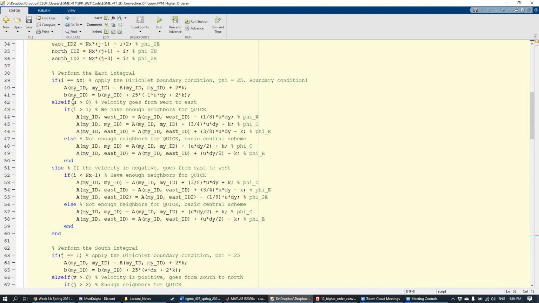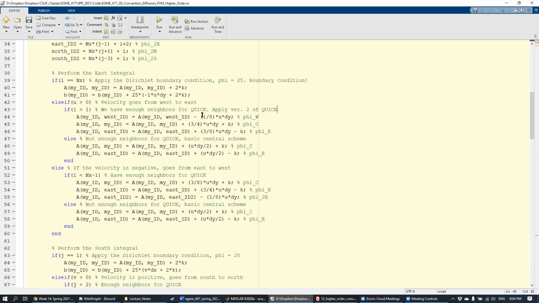The next thing it checks is else if u is greater than 0. If u is greater than 0, this is the case that we actually do have in this example, then our velocity goes from west to east, or in other words, from left to right. If this is the case, then we can apply version 2 of QUICK here. We're going to pick the version where we add our additional neighbor on the other side of the face, and in this case it's going to be phi w. Our three phi amigos here are going to be phi w, phi c, and phi e.